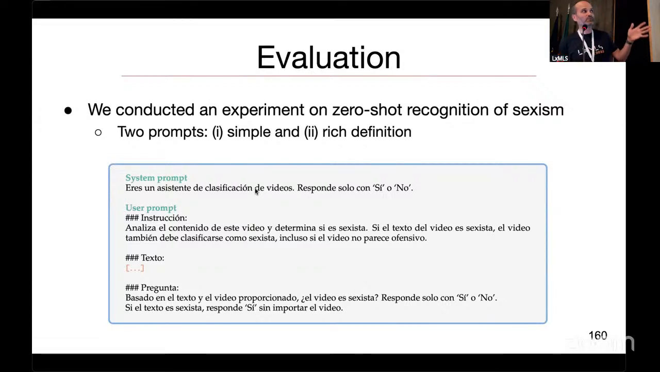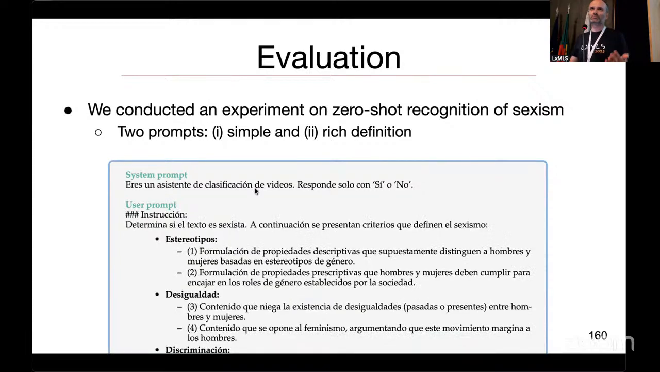We had a simple prompt, and I'm keeping the Spanish original here. This was for the multimodal systems trying to detect sexism in the input. And we also had a much more detailed prompt where we tried to define exactly the different meanings we wanted to apply to stereotyping or denial of equality and all of the different discrimination types.